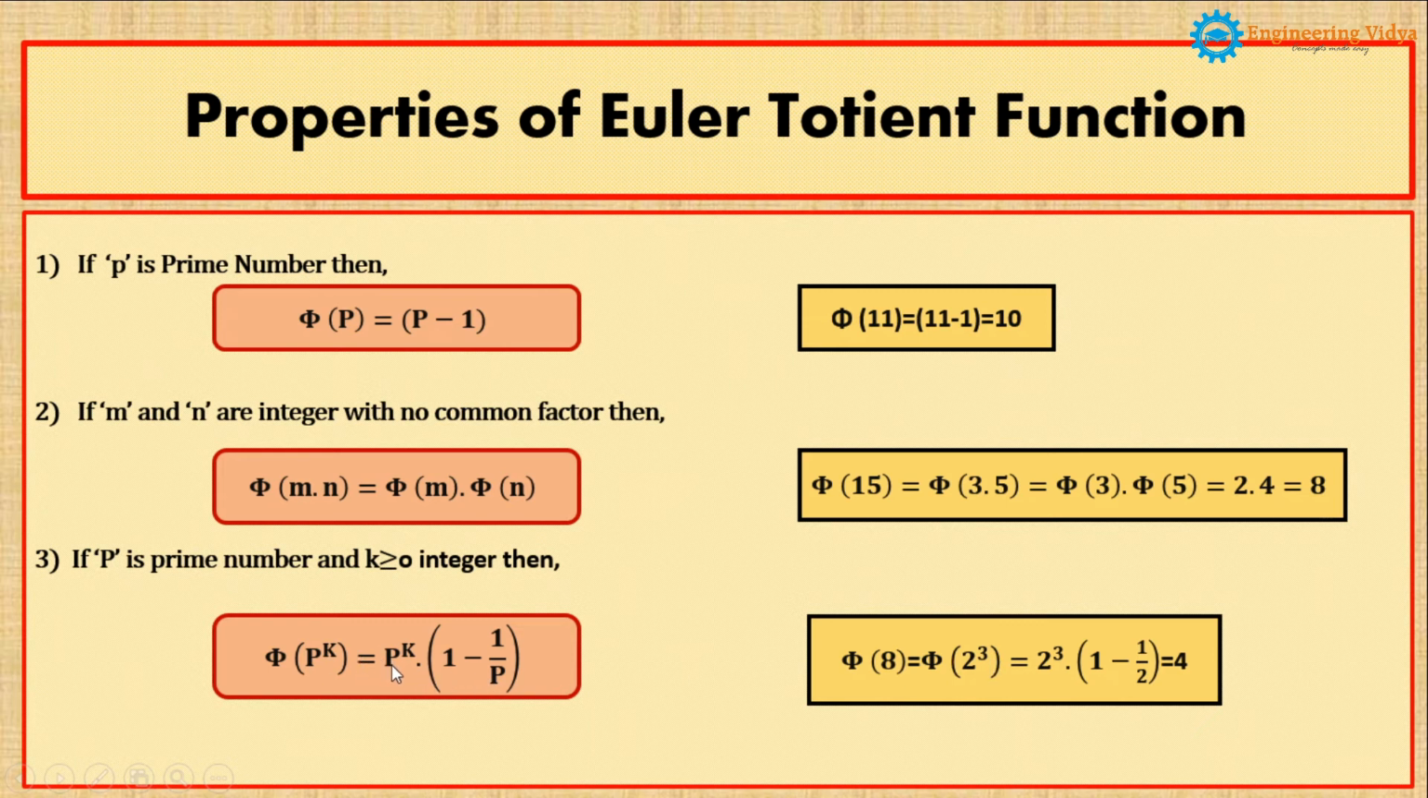If I apply this formula, here p raised to k is 2 raised to 3, and 1 minus 1 upon p, where p is 2 only. After simplification, here we'll get 4. So this is your answer.